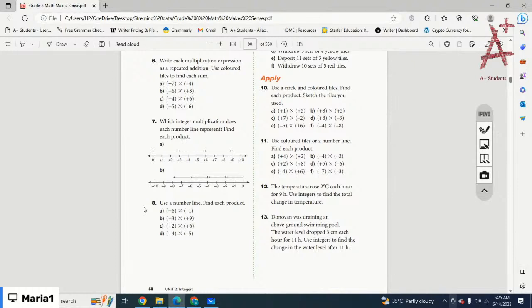Okay, let's look at question number 10. Use a circle and colored tiles. Find each product. Sketch the tiles you used. You have to multiply these numbers using the tiles. So let's start with the first one, that is positive 7 times -2. Got it?